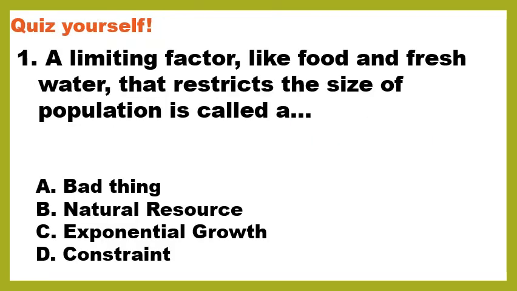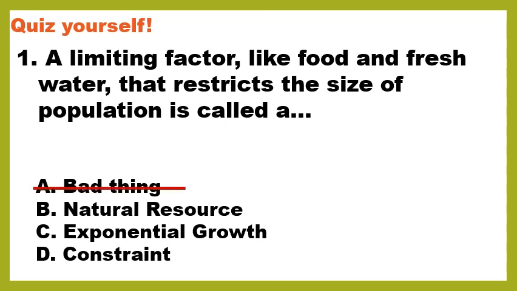Let's end with a quiz. A limiting factor like food and fresh water that restricts the size of a population is called. So another way to say this question is, what is something that's going to prevent the population from continuing to grow? What's something that's going to stop the population from growing? Is it A, a bad thing, B, natural resource, C, exponential growth, or D, constraint? 5, 4, 3, 2, 1.